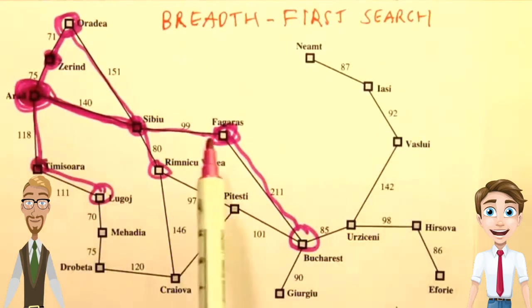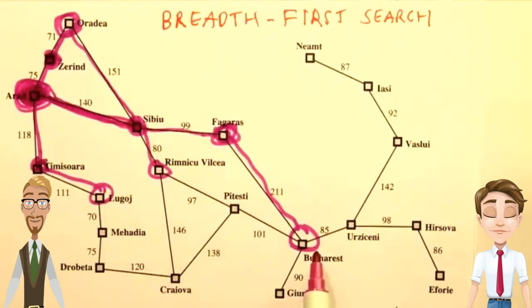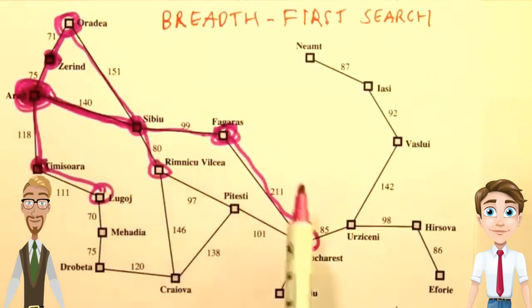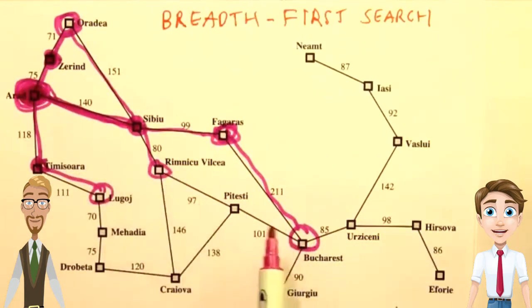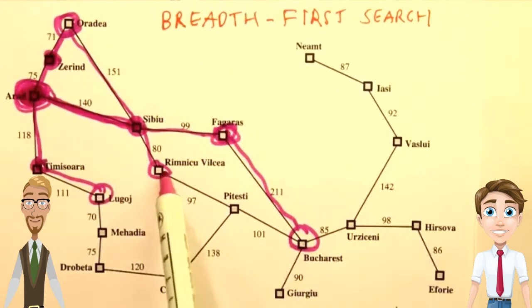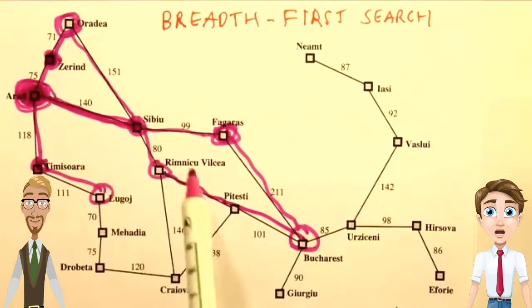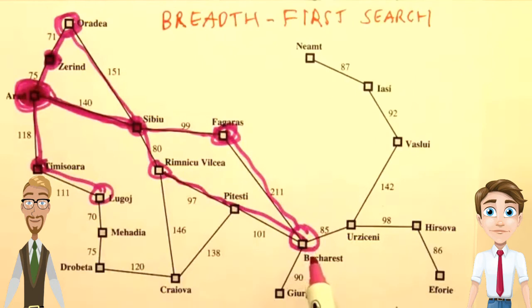Breadth-first search will find this path that ends up in Bucharest. And if we're looking for the shortest path in terms of number of steps, breadth-first search is guaranteed to find it. But if we're looking for the shortest path in terms of total cost by adding up the step costs, then it turns out that this path is shorter than the path found by breadth-first search. So let's look at how we could find that path.